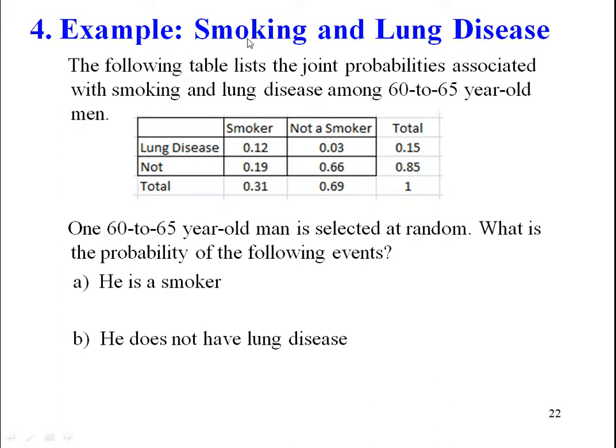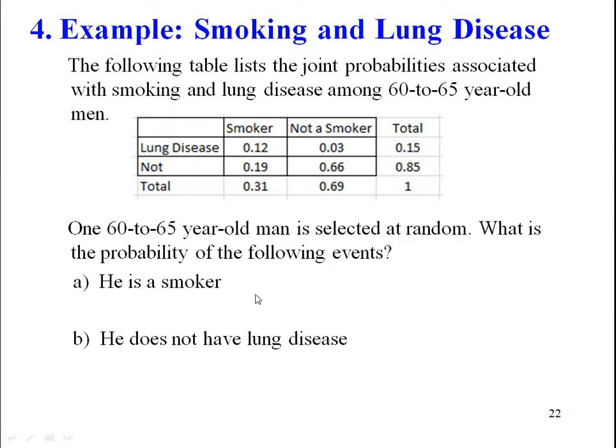Okay, so let's see it in action. For an example, we have smoking and lung disease. So we have this set of data for percent of older men back a few years. So whether they're a smoker, not a smoker, has lung disease, does not have lung disease. And here are the numbers. The number with lung disease is 15%, without lung disease is 85%. The number of smokers is 31%, and non-smokers 69%. They both add up to 1, makes sense.